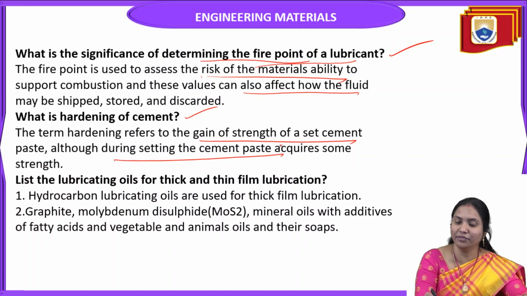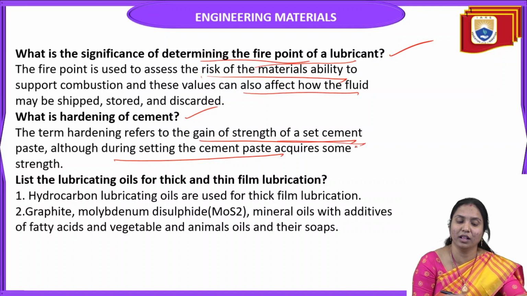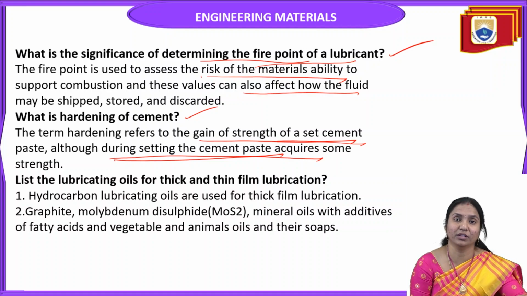So here strength of a set of cement paste, although during setting the cement paste acquires some strength, that is called hardening of cement. So during setting process it provides plasticity nature. So hardening process provide hardness, that means strength of a cement.